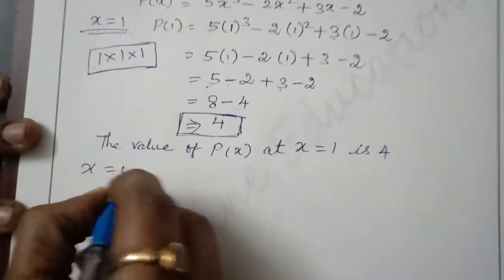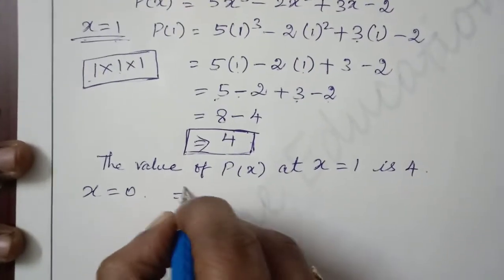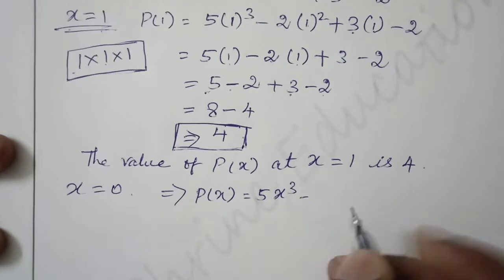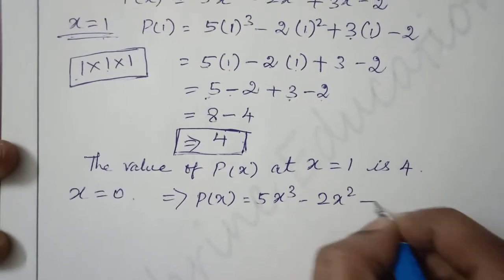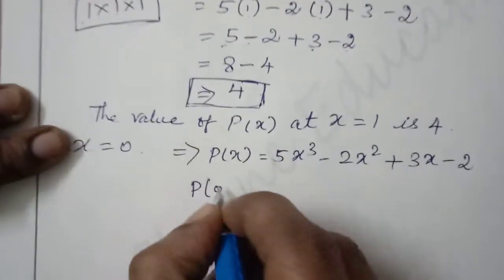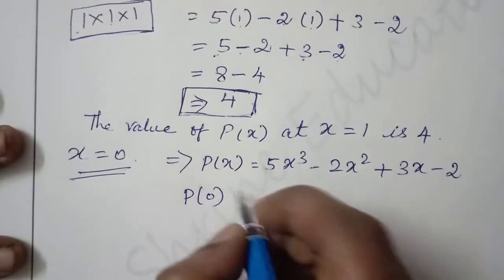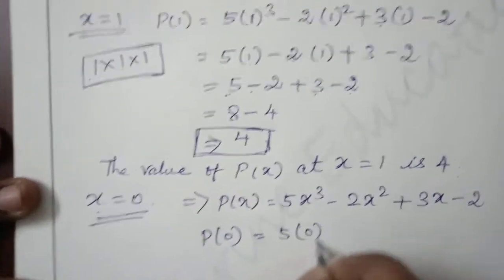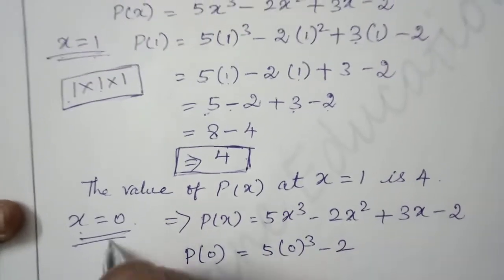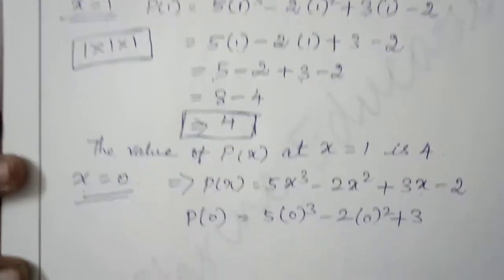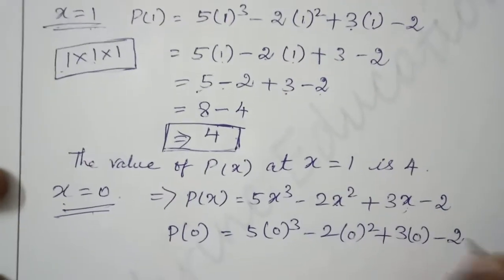So x = 0. The equation we have is p(x) = 5x^3 - 2x^2 + 3x - 2. So for p(0), we take x = 0. So 5 × 0^3 - 2 × 0^2 + 3 × 0 - 2.